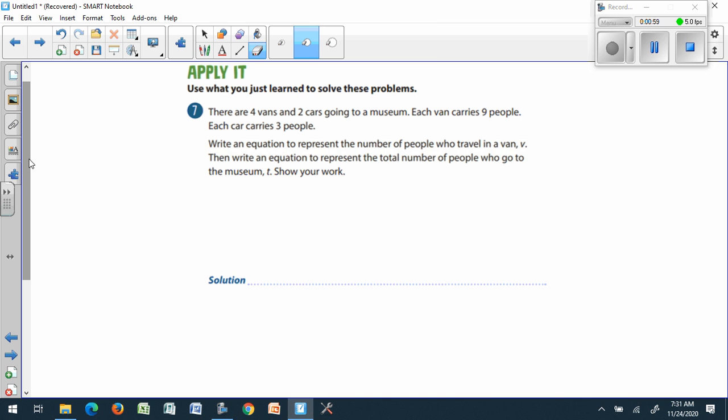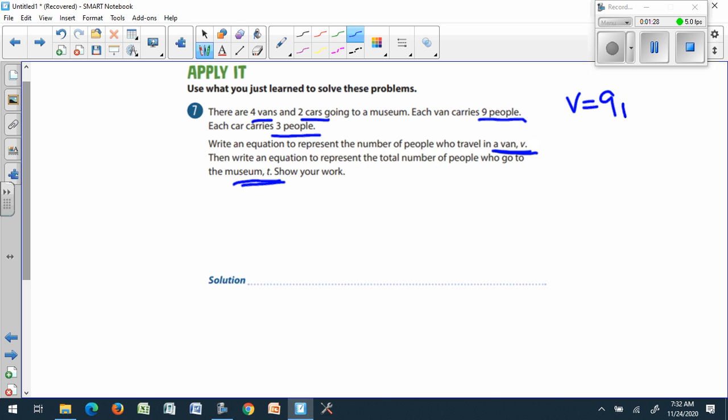So there are 2 things I need to do here. There's actually 2 equations I need to write. I need to write an equation about just the people in a van, and then I need to write an equation about all the people. I also have a lot of numbers going on in the top part. So I have 4 vans and 2 cars, but it also has different number of people in each of those vehicles. So I have 9 people in the vans and 3 people in the cars. So I'm going to write the van has 9 people and the car has 3 people, just because I like to make sure I have all my information very clear.